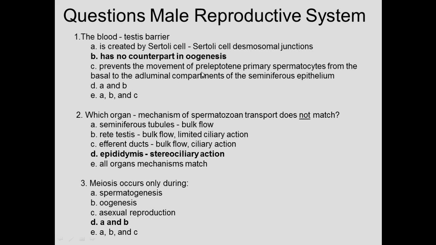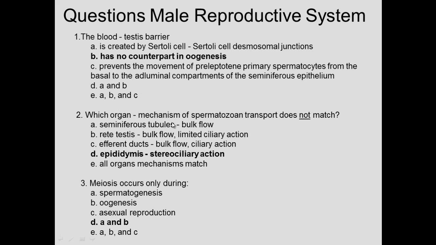Prevents the movement of preleptotene primary spermatocytes from the basal to the luminal compartments of seminiferous epithelium. No, it does allow it to do it, even though there's a barrier. It allows it. So the answer is B. This one is true. It doesn't prevent movement, it allows it. So this is the only one that is true. The other ones are false. The wrong junction here, and it provides, not prevents.